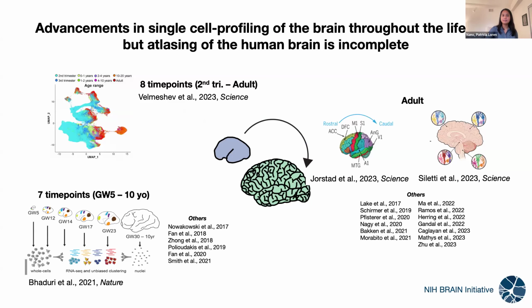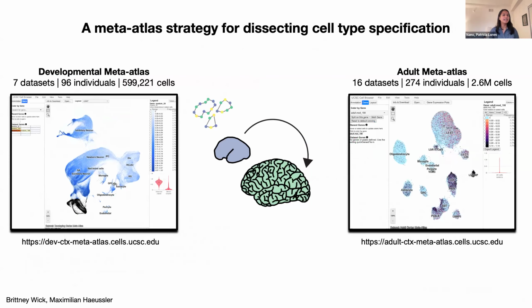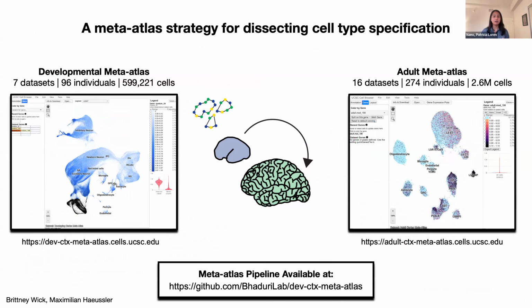And now we've been able to collect them together into two very interactable resources, the developmental and adult human cortical meta-atlas, both of which are in the UCSC cell browser for the field to use. In addition, for those who want to use our meta-atlas and meta-module pipelines to ask their own biological questions in a different system, we made that pipeline available in our GitHub as well.